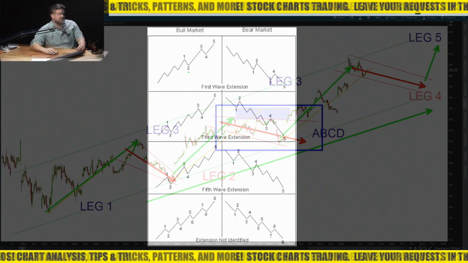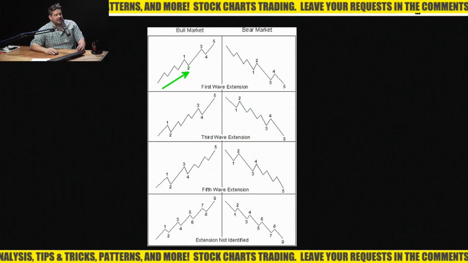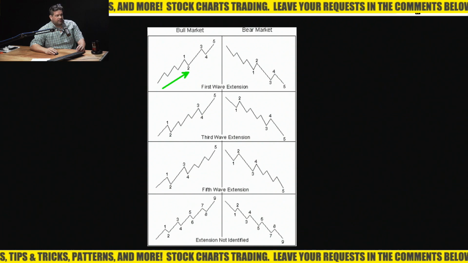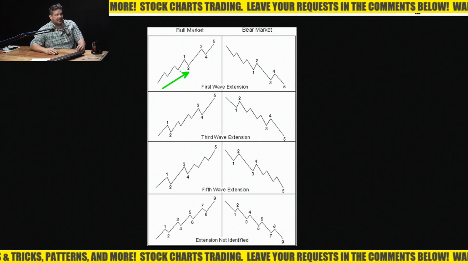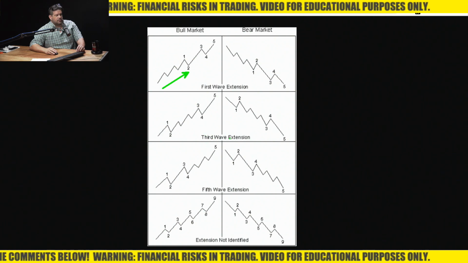Let's look. Here's an example of an extension pattern inside leg one, and then it starts after that, the 1, 2, 3, 4, 5. And as you see, this is an Elliott Wave in leg one. The one I was talking about was the third wave extension.